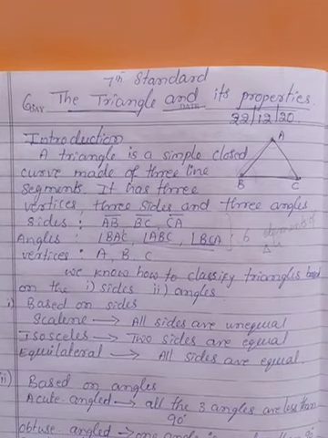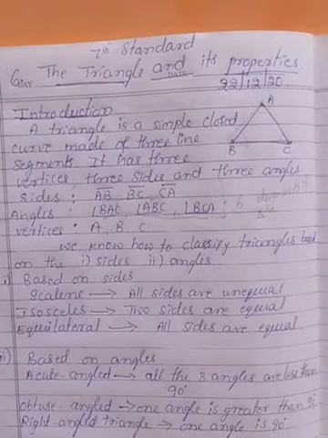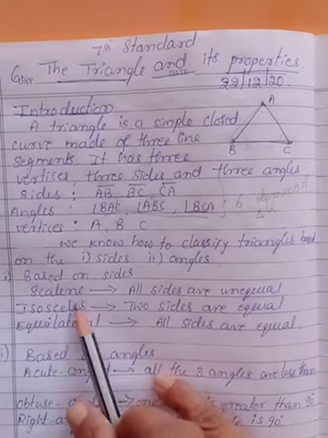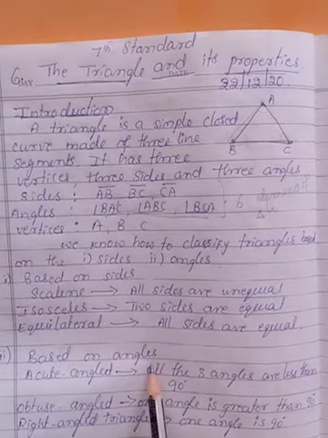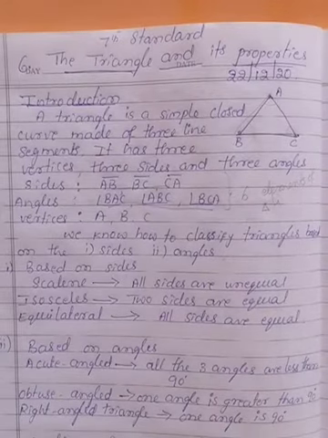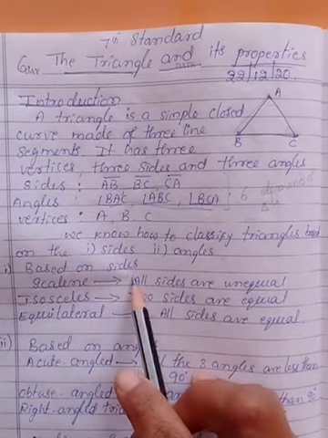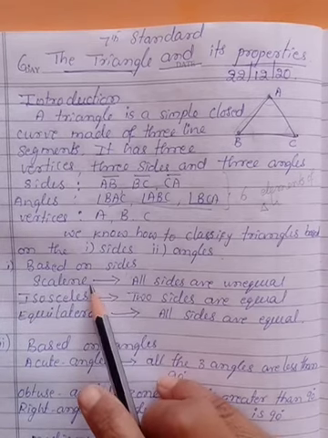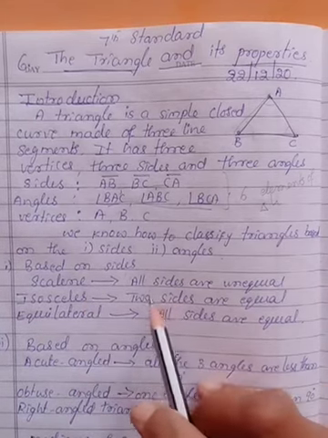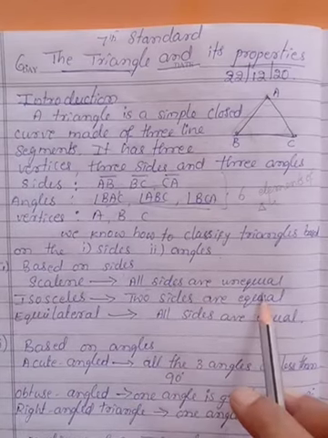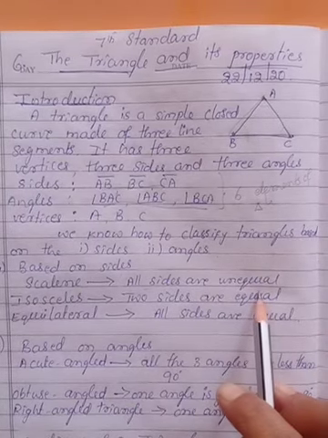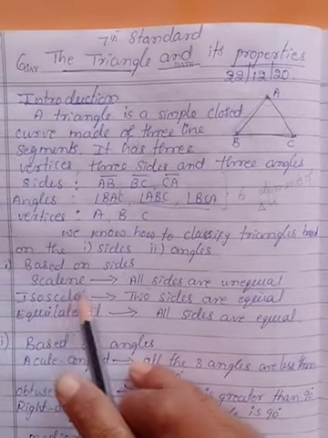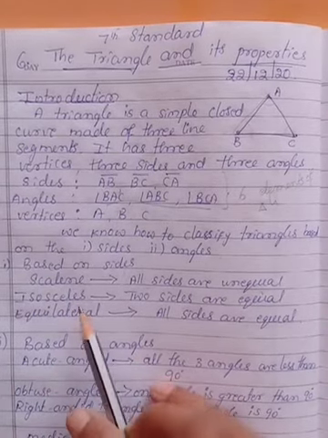Now, you also know the classification of triangles. Broadly, they are classified on two bases. One is based on sides and one more is based on angles. So, based on sides, what do we have? Scalene triangle. What is the definition of a scalene triangle? A triangle in which all the sides are unequal is called a scalene triangle.